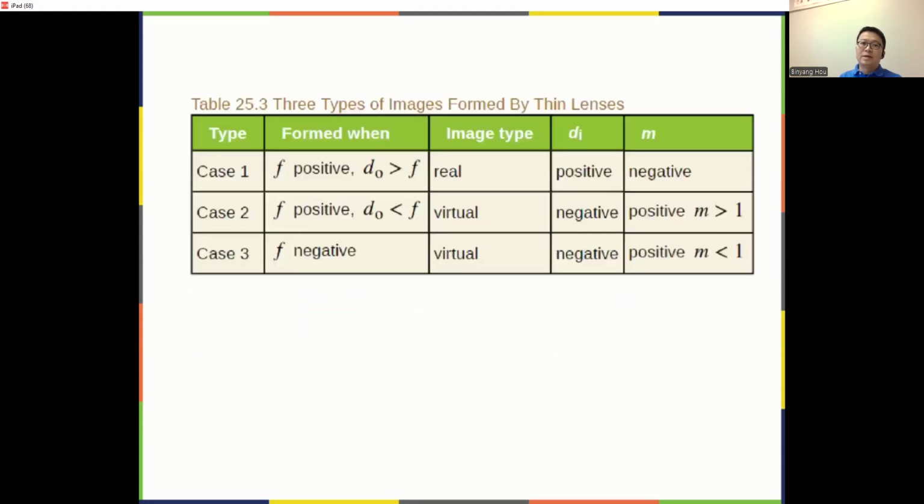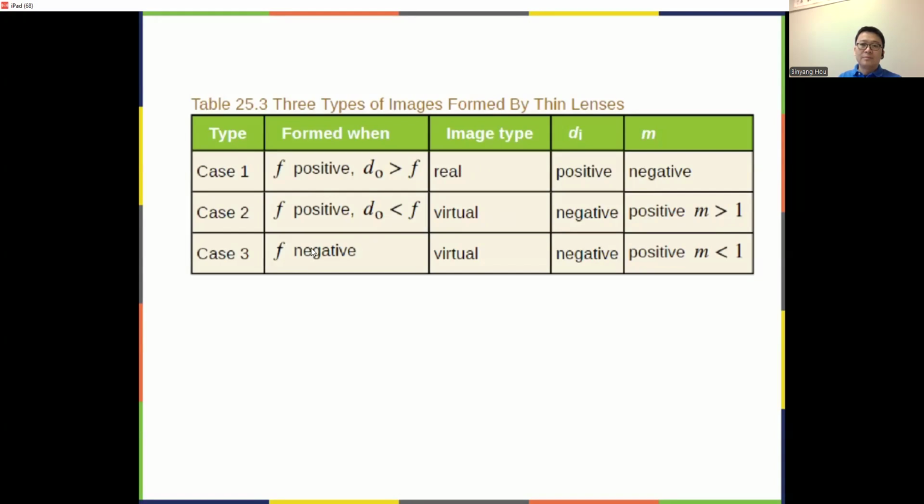All right. So again, to kind of summarize for these two lenses. F positive refers to convex lenses. Okay. So then it depends on your object to lens distance. If you are greater than the focal length, you get a real image. DI will be positive, and the magnification will be negative. Okay. If you are placing your object within the focal length, you'll get a virtual image, and the DI then will be negative. Okay, because of the virtual image. And then the magnification will be greater than 1.